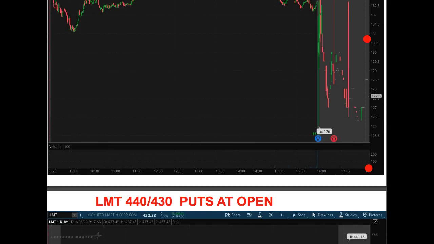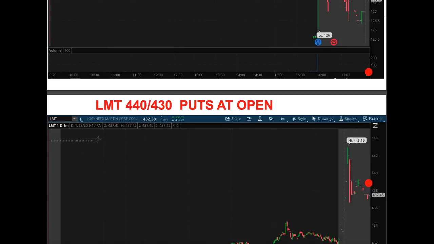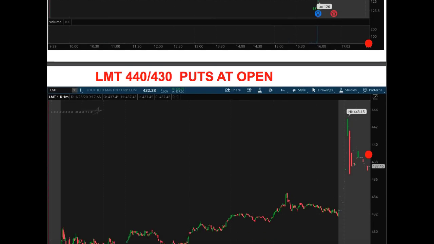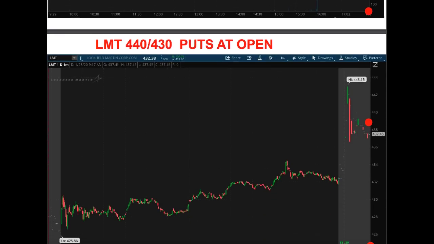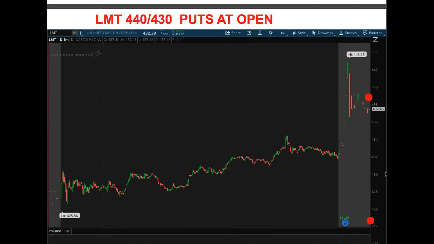Lockheed Martin, LMT, go with about 440, 430 puts right at the open. The stock is actually gapping up higher. So you should be able to notice more situations like this. When a stock is going to gap up higher on what appears to be good news, but then it's going to sell off. It's going to feel weird if you're new. You're maybe sitting there thinking, why the hell is this thing selling off? The earnings are good. Everything is good. Why is it going down?